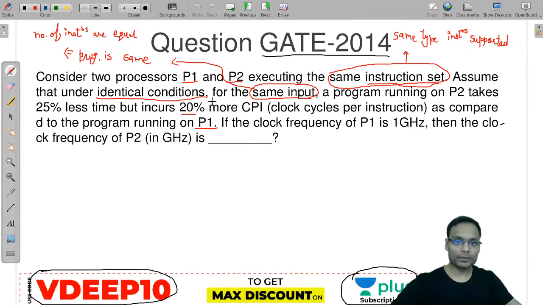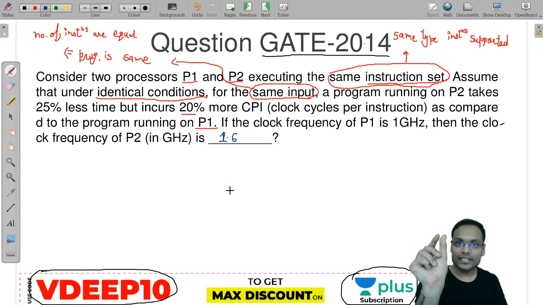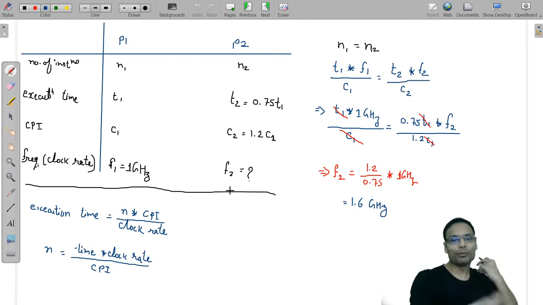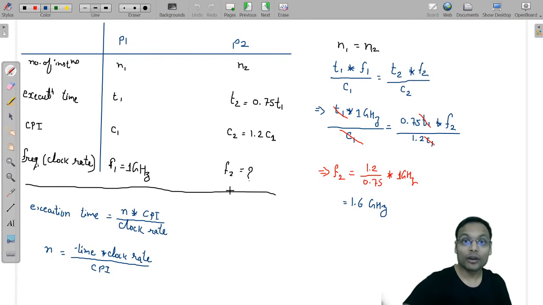So the answer for this particular question is 1.6 in the gigahertz. That's how you are going to solve such questions. Very simple it is. Yes, that was a very simple question from 2014. If you understand every single phrase, every single statement, the question is very easy. This particular formula, you can easily calculate at runtime also. You don't have to remember it anymore.